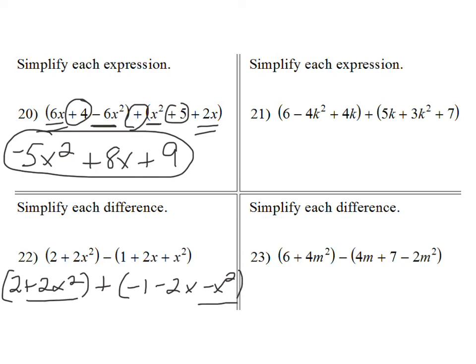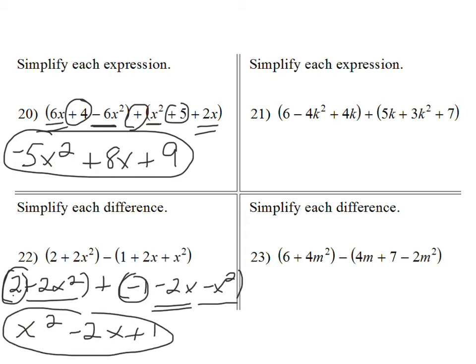So I have my highest powered term. 2x squared minus x squared would be x squared. Then I have no other x terms, so that's just negative 2x. Then I have 2 plus negative 1, which would be plus 1. And there's your final answer. So again, follow that to try to do number 23.